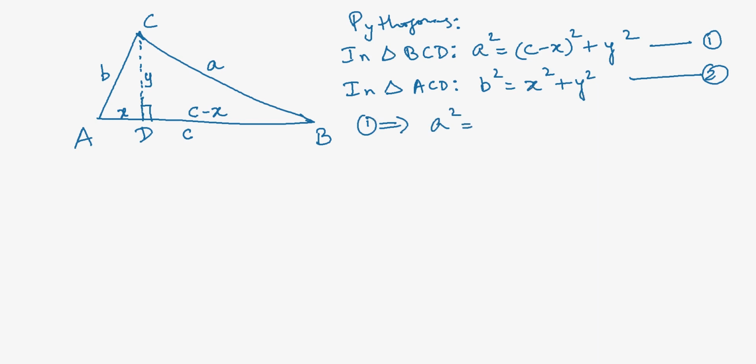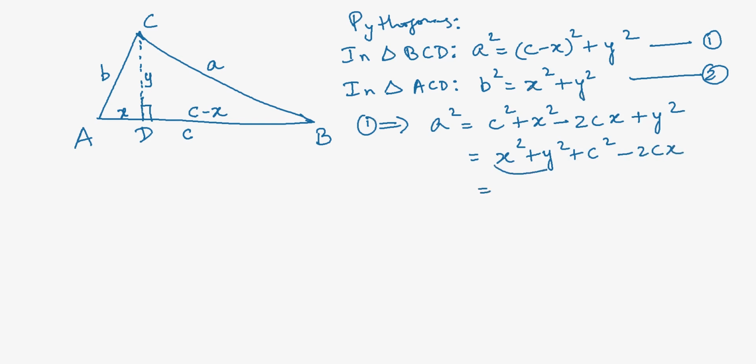A squared is actually equal to c squared plus x squared, minus 2cx, plus y squared. If you rearrange, this can be written as x squared plus y squared plus c squared minus 2cx. So this whole thing can be b squared plus c squared minus 2cx.